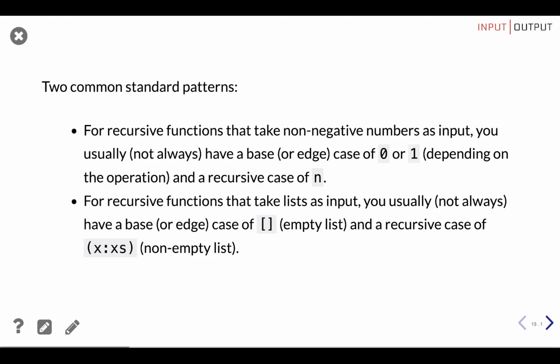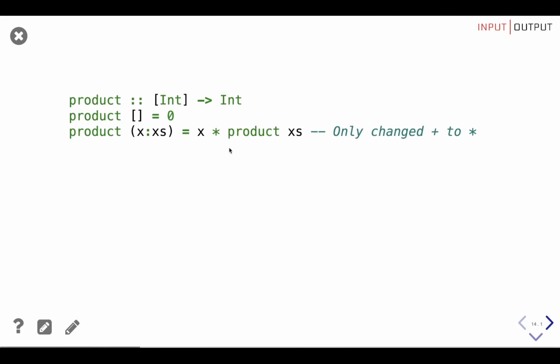Another case is for recursive functions that take lists as input. In this case, you usually have a base case of the empty list and the recursive case of the non-empty list. So, taking that into account, if we want to modify this sum function to calculate the product of the elements, and we just change the recursive case like this, we just change plus for the multiplication operator, we will run into the problem that the function will always return 0, because all the elements of the list get multiplied by 0 at the end of the recursion, due to the base case.